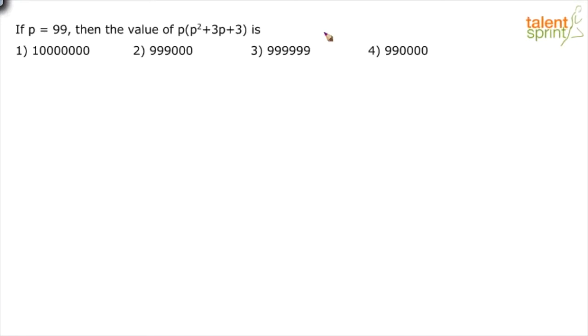P is equal to 99. Then what's the value of P into P squared plus 3P plus 3? All right. So I think 999999 seems to be the answer.